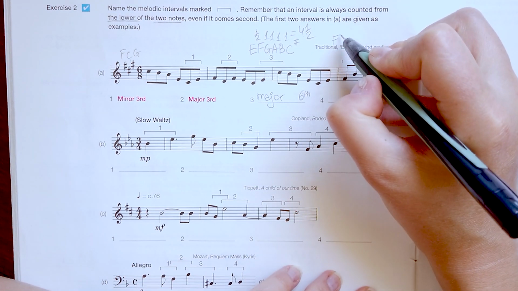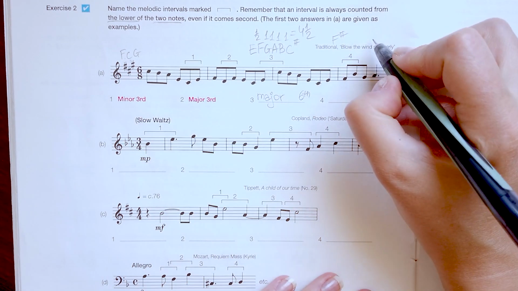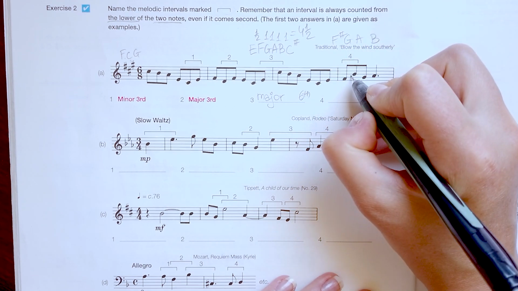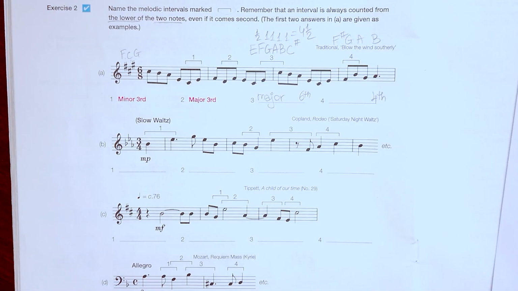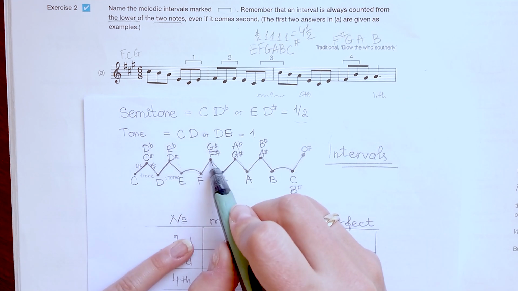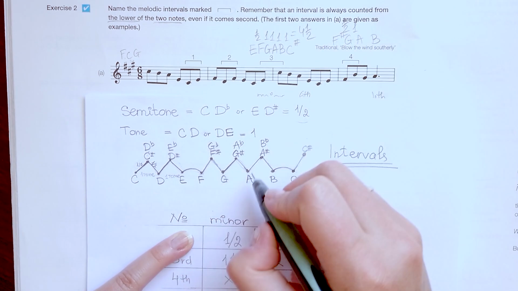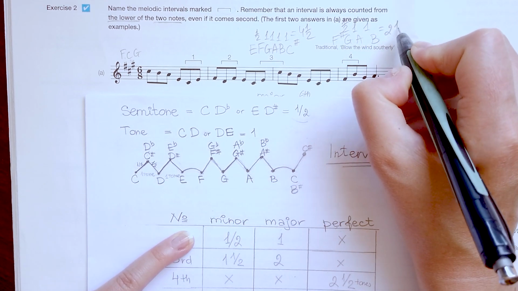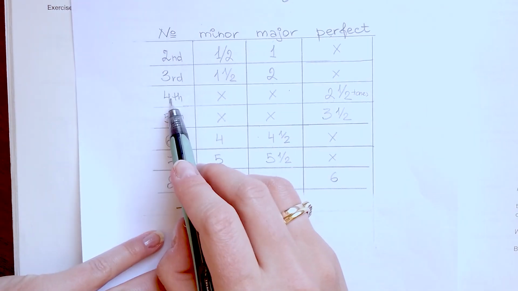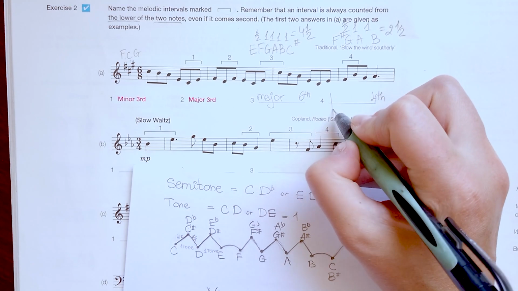Next one, we start from the F sharp, and the next note is B. We write the notes in between. The number for this interval is 4th, and from F sharp to G we have the half, from G to A 1, from A to B another 1, 2.5 tones. 2.5 tones for the 4th is perfect.